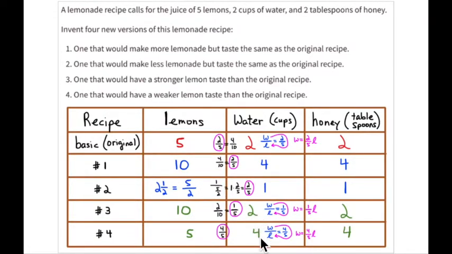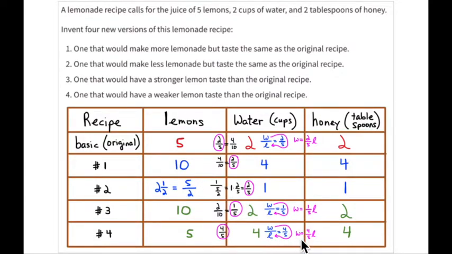And if you want a weaker lemon flavor, you're going to have to use more water for the number of lemons. So this constant of proportionality is 4/5. It's also twice as much water with the same number of lemons. So 2 times 2 is 4 cups of water for the same number of lemons if you compare this to the basic recipe. But this constant of proportionality is 4/5. So that tells you that the amount of water you're going to use is 4/5 the number of lemons.